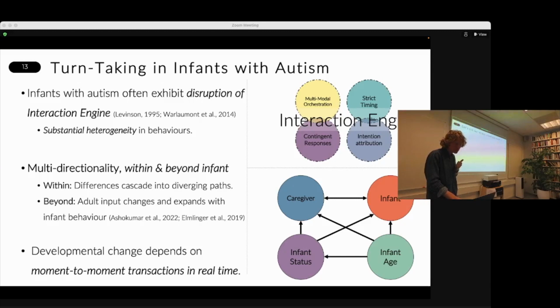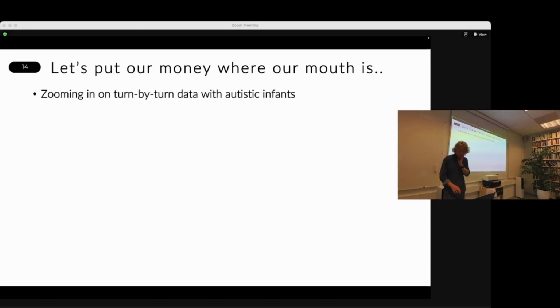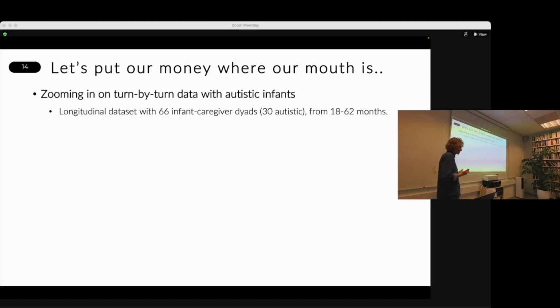Okay, so let's put our money where our mouth is, right, in terms of the lessons that we gain from the meta-analysis. We can't be arrogant and think that we're beyond that. So by zooming in on this turn-by-turn data, which is a data set that Ricardo has access to, and is a longitudinal data set where infants have been recorded for six sessions. So we have this longitudinal timescale. And they're semi-structured play sessions where we're recording both the adults and the infants and extracting the latencies between when the adults and infants respond to each other.